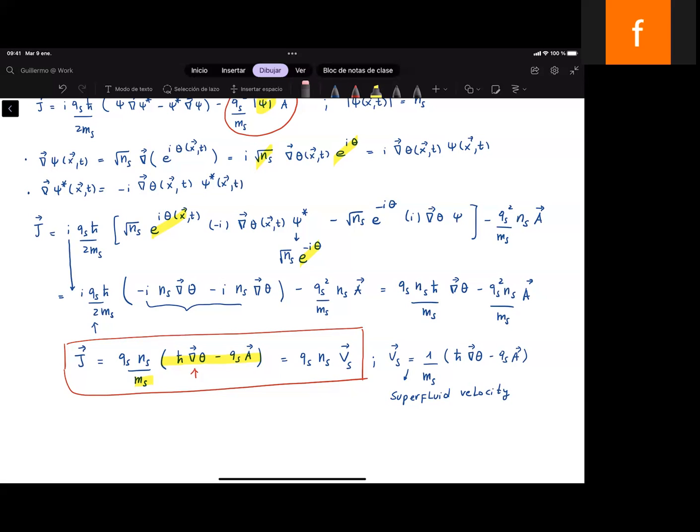So let me go through a bit more, and now I'll show you that you can relate the... We have an equation here for the gradient of the phase, but we need an equation for the partial derivative with respect to time of the phase. And this equation, you'll see it is related to the scalar potential.